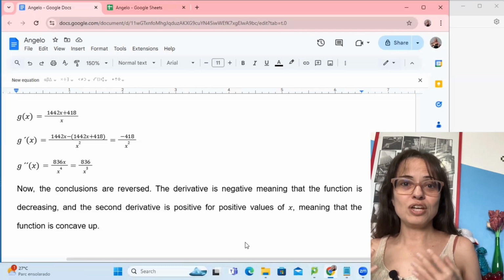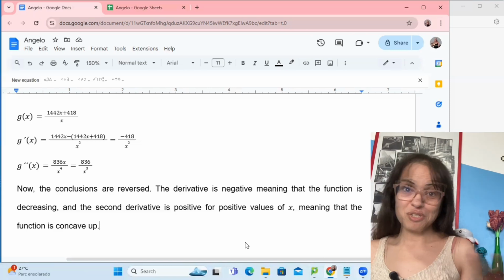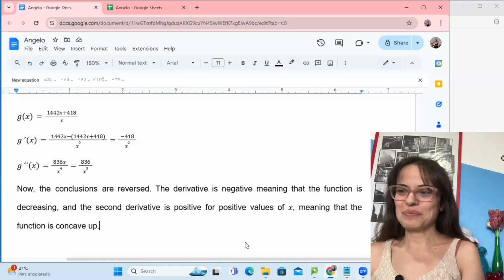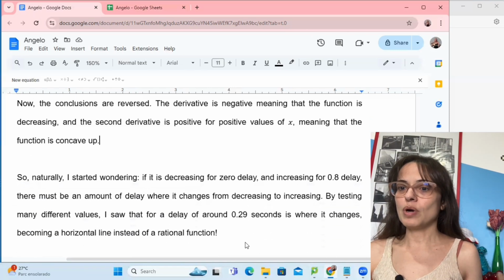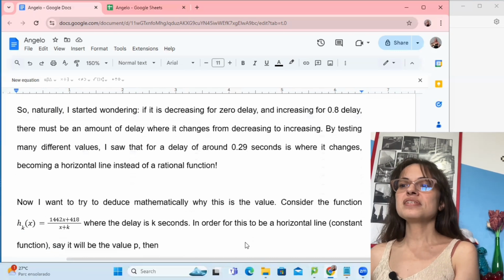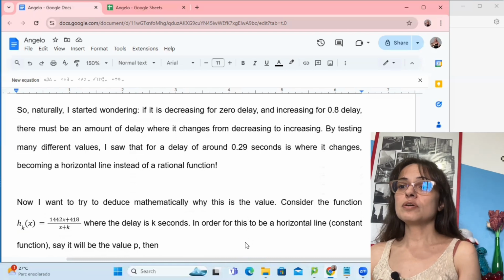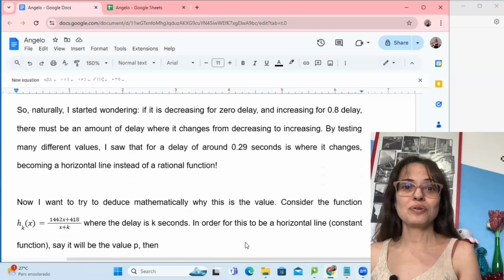This is a way of feeling about math. This is personal engagement. So step one is the feeling. Here it is. We were just talking about it. Step two is how do you write about it? So naturally, I started wondering, if it's decreasing for 0 delay and increasing for 0.8 delay, there must be an amount of delay where it changes from decreasing to increasing.